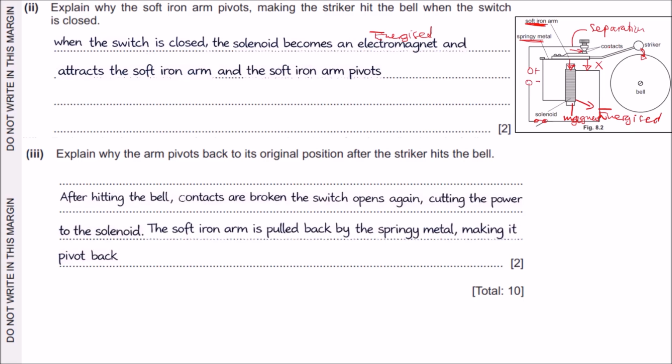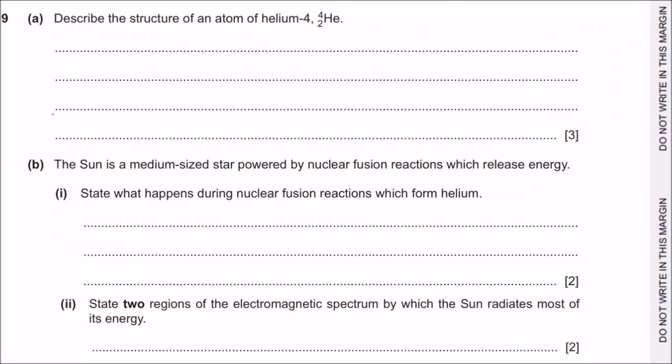So the ideal answer was, after hitting the bell, the contacts are broken, the switch opens again, cutting the power to the solenoid. The soft iron arm is pulled back by the springy metal, making it pivot back. With this, you take these 2 marks and consequently 10 marks.